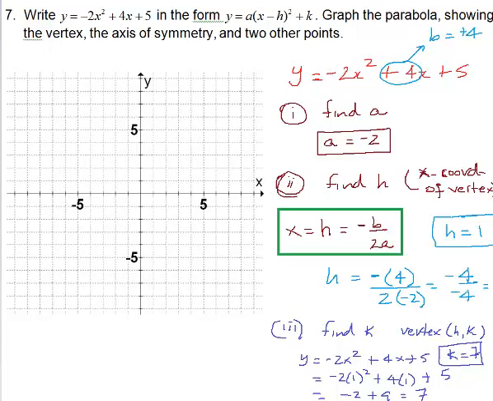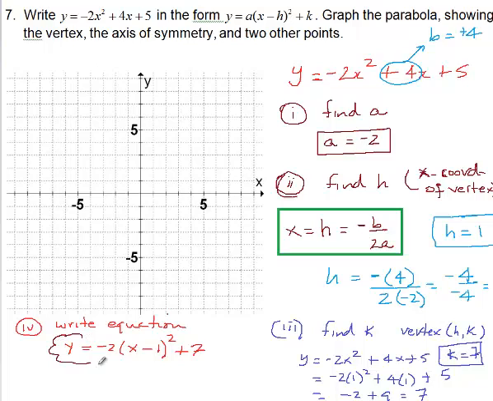Okay, so now we know a, we know h, we know k. So we just write the equation. So now let me write it over here. Step 4 is to write the equation in that form, and here we go. y equals a, negative 2, open bracket, x minus h, which is positive 1, so it's minus 1, all squared, and then add k to it, and k in this case is 7. So there's the answer written in vertex form.